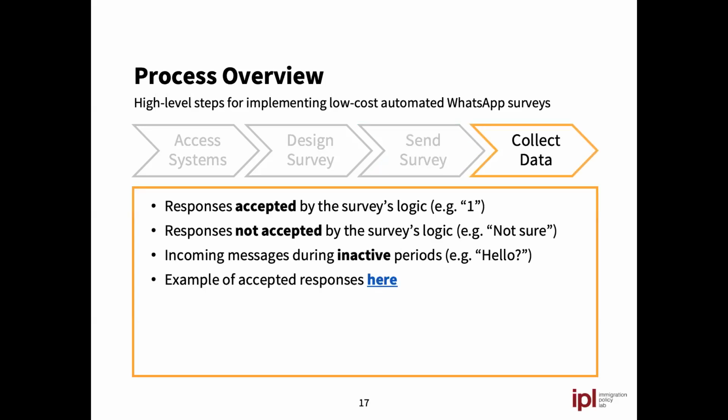Now, to collect the data, there's 3 types of responses that you may receive on your WhatsApp number. First, responses that are accepted by the survey logic. So those are those predefined accepted answers. Secondly, you will have responses that are not accepted by your survey logic. And so those could be questions or requests for help. And there might be additional incoming questions to your phone number. Once people are aware that there's an opportunity to engage with this WhatsApp number, you may have people who are not in the survey sample sending in messages.